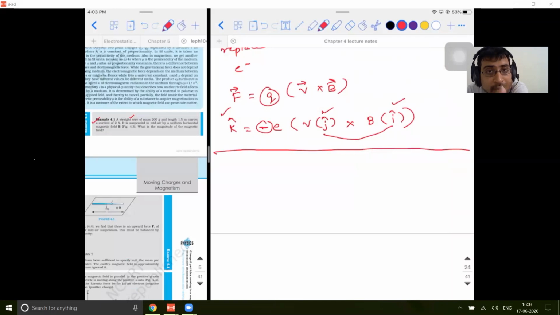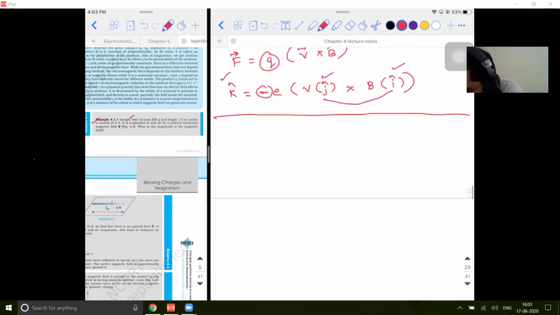I'm asking what should be the direction of magnetic field for this conductor, having a current in the rightward direction, to experience a force in the upward direction. Magnetic force should be in the upward direction. mg is always in the downward direction. If F is equal to mg, this is going to be suspended in midair.